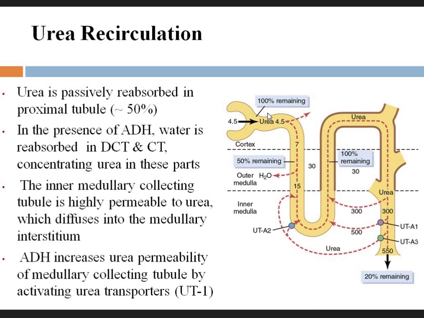ADH also increases urea permeability of the medullary collecting tubule by activating urea transporters. There are certain urea transporters seen here, UT-A1 and UT-A3. These urea transporters also help in the transport of urea, and they are also activated by ADH. So so much urea is being reabsorbed here. Some portion gets secreted, but most of the urea gets settled here in the medulla. That also adds to the increase in osmolarity of the medullary interstitium.